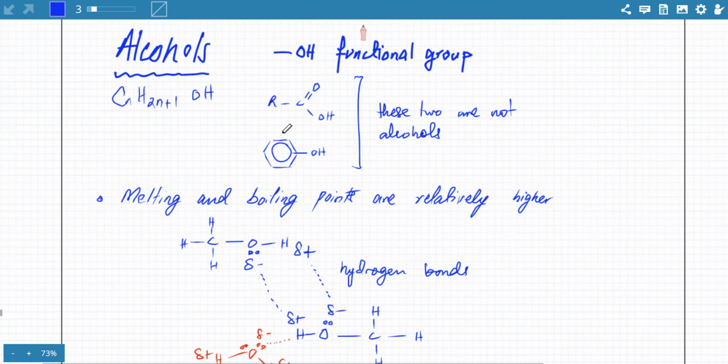Although ये आपके कोर्स में नहीं है, अभी नहीं है. AS के कोर्स में नहीं है. A2 में it's in your course. Carboxylic acid is also not an alcohol.